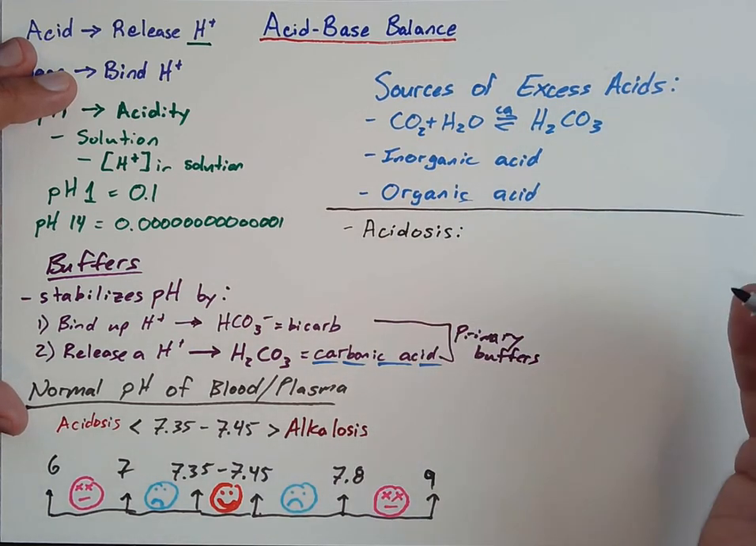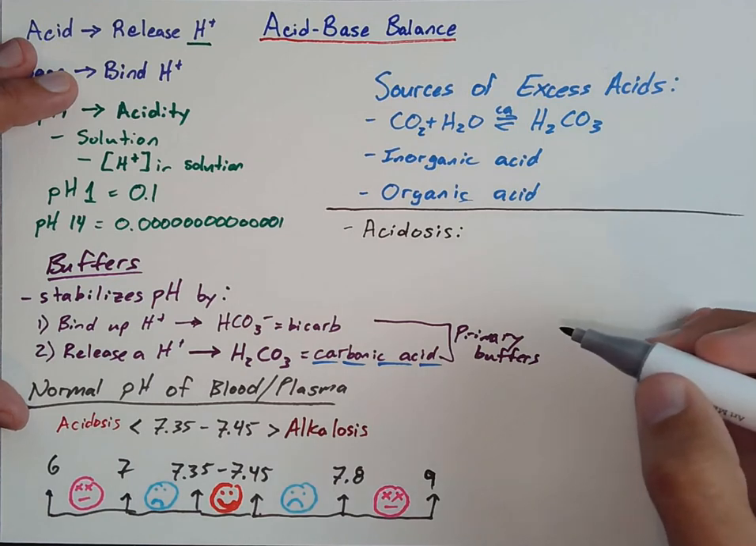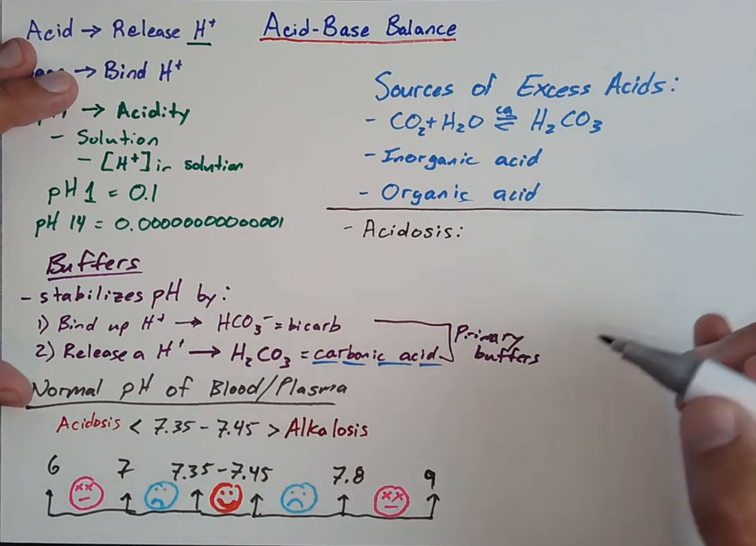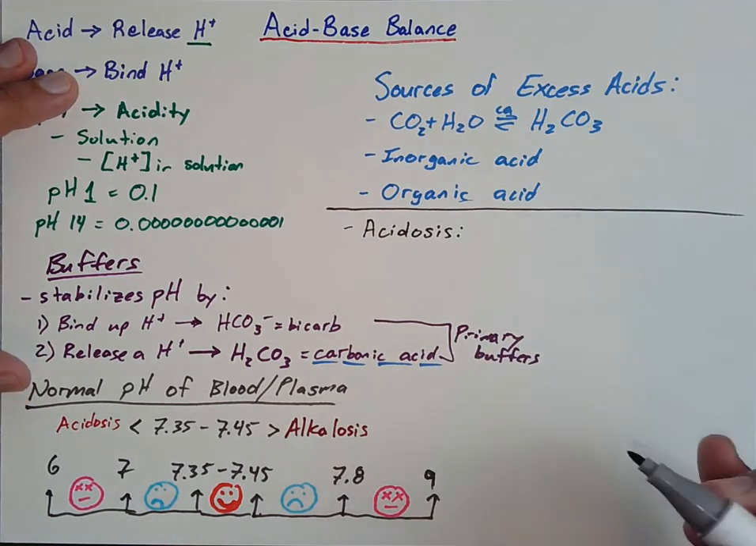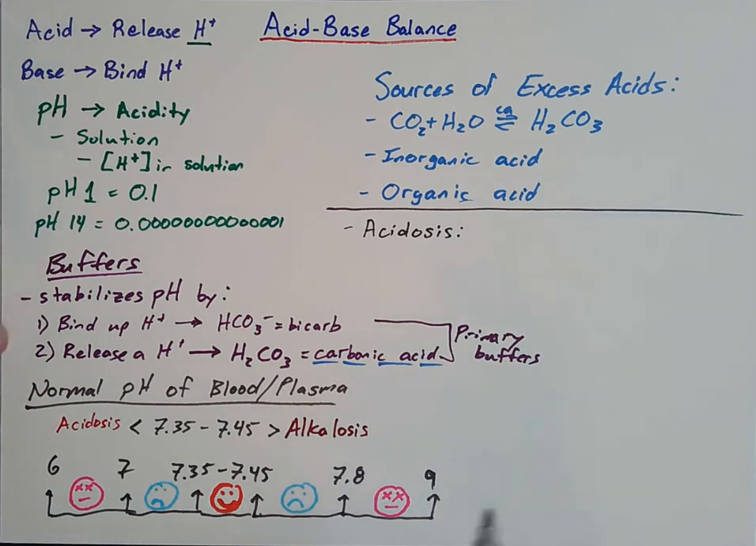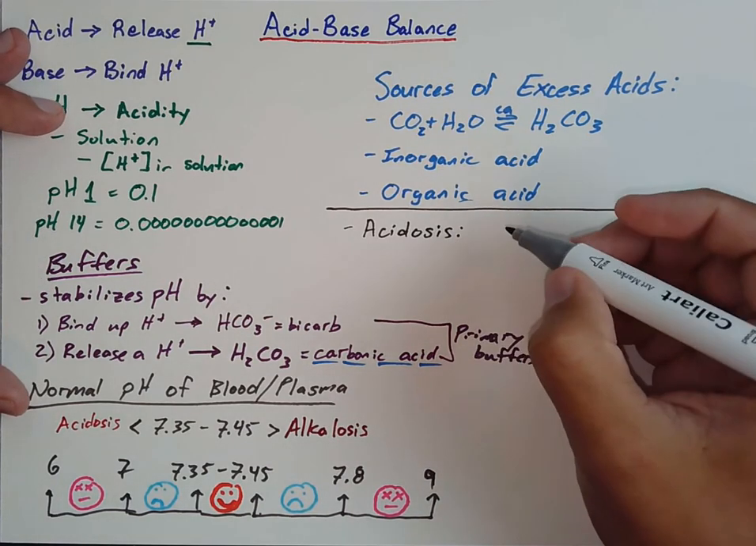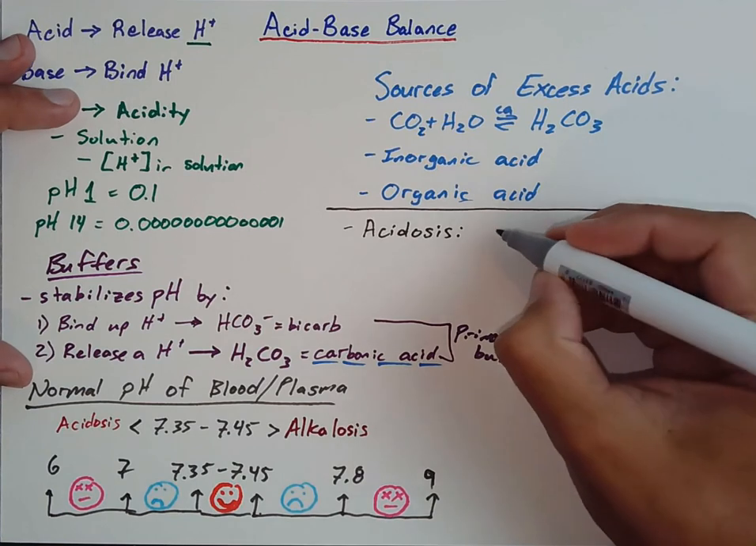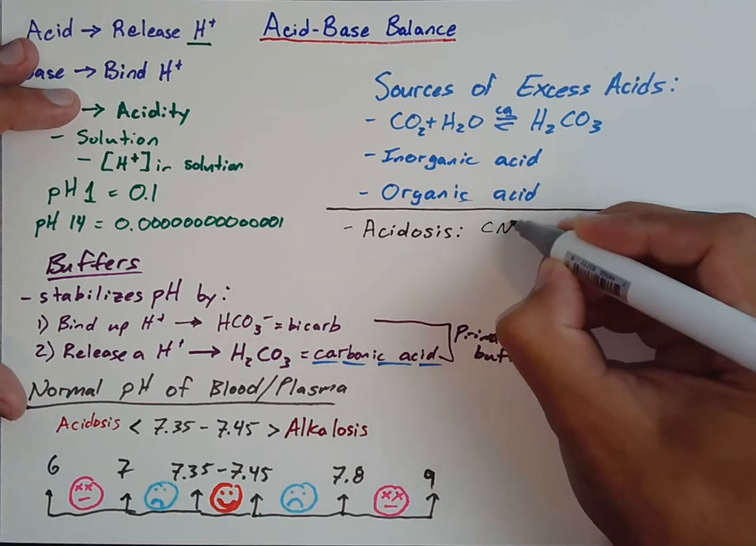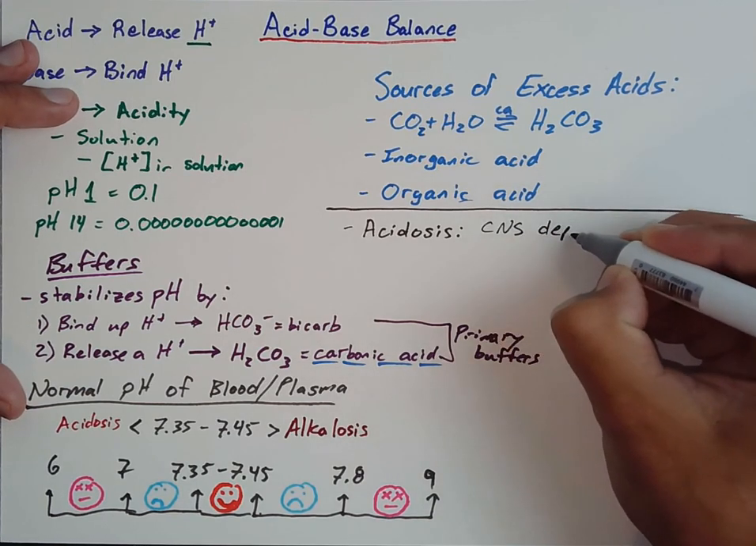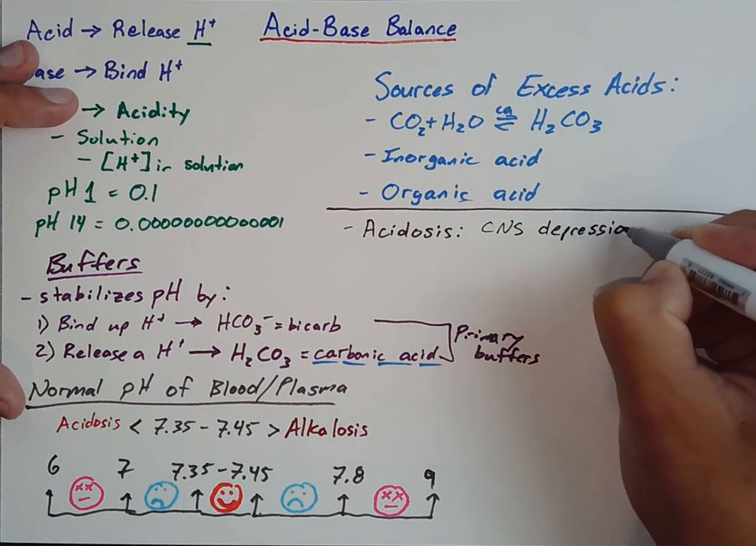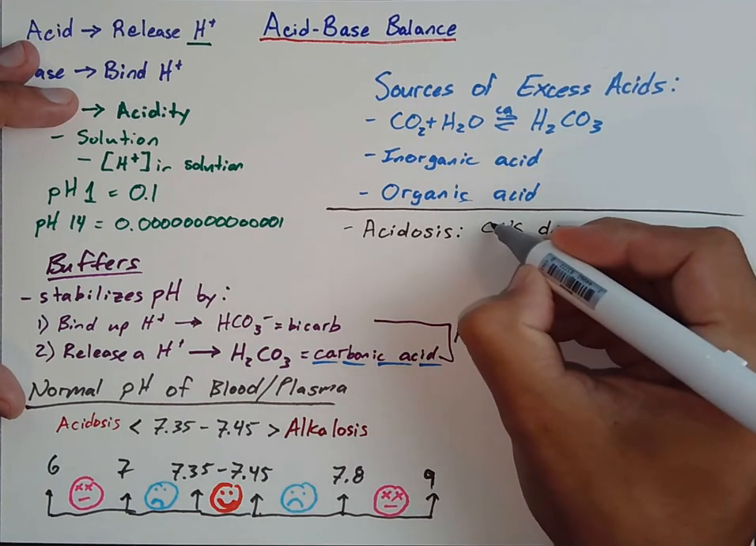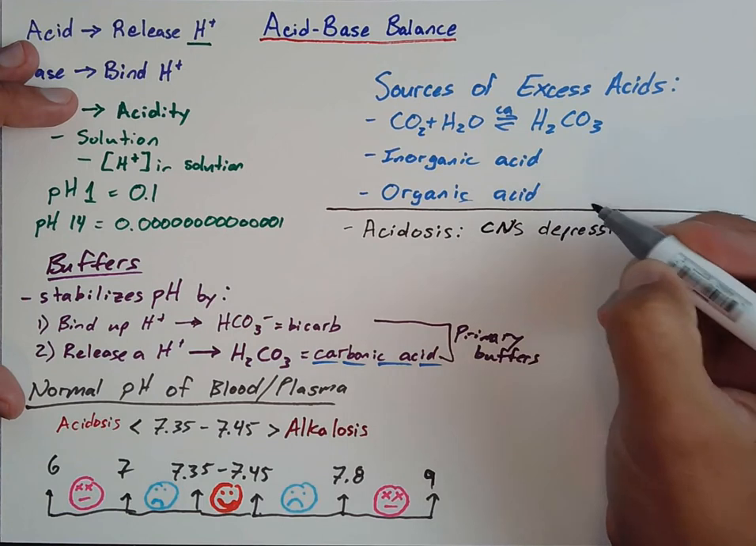Acids are going to get up in the brain, and they're going to do things like denature enzymes. Remember, acids, hydrogens, what do they do? They denature proteins. Enzymes are proteins. They denature transporters and pumps and all sorts of stuff. So acidosis ends up causing CNS depression. It starts to slow that brain down.